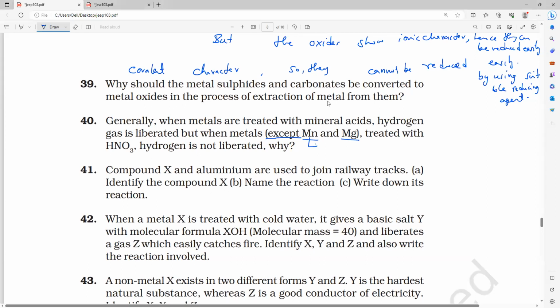What do you mean by Mn, everybody? Manganese. Manganese and magnesium treated with HNO3. What is HNO3? Tell me, Harini, what is HNO3? Getting angry like anything. Simply cheating. What is HNO3, Mr. Johan? Tell me, what is HNO3?